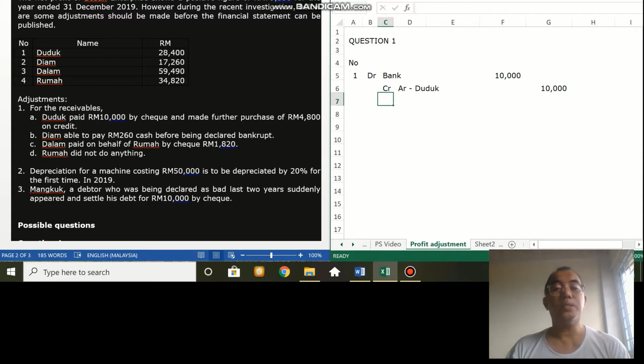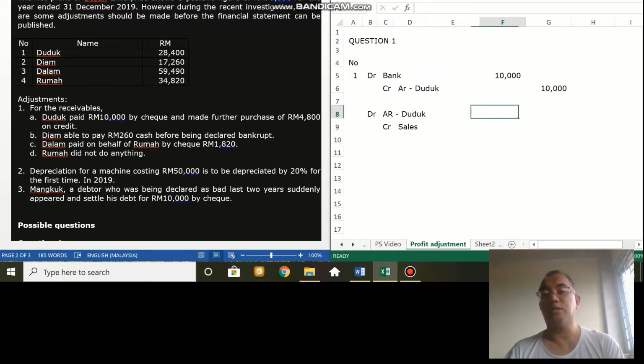And he made a further purchase of 4,008 on credit, meaning that he took the goods and he didn't make any payment. So again, his balance will increase back. So debit AR Duduk and credit sales, of course, since you have made a sale. How much? 4,008.